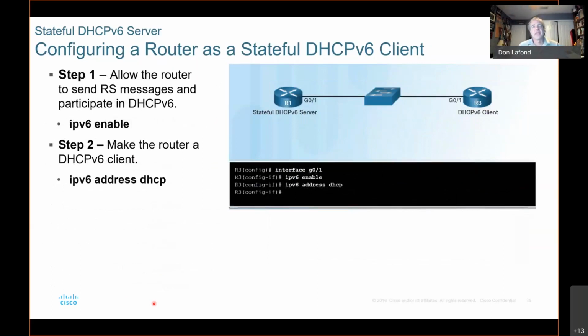Configuring a router as a stateful DHCP client. Now here's that IPv6 address, and you're setting it right here, and you're saying, hey, we have to enable IPv6. You have to enable IPv6 on this network, right? Otherwise, it's not going to work. And then you just say IPv6 address DHCP.